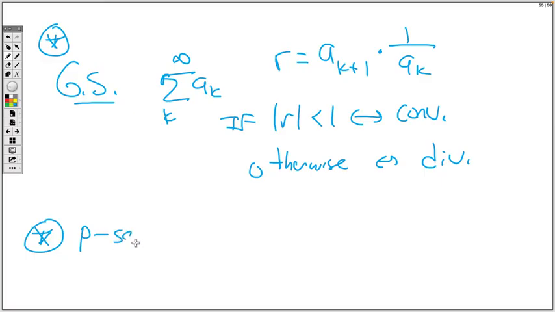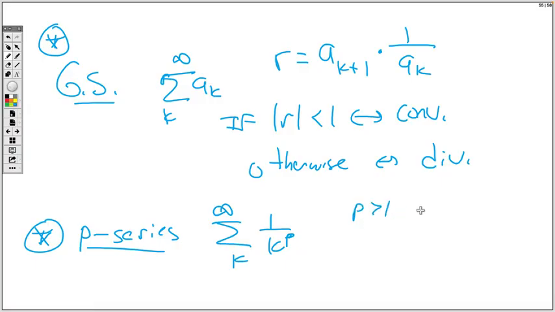The other series that we know about are p series. If p is bigger than 1, it converges. If p is less than or equal to 1, it diverges. So once again, what's nice about the p series is when you identify it as a p series, you know if it converges or not. Right? So that's what's nice about geometric and the p series.